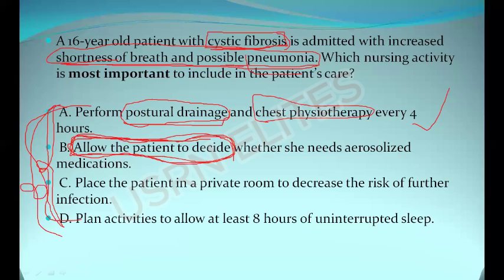Okay, so the answer is A, but I hope you heard the explanations I gave. Why we are choosing A: linking cystic fibrosis to shortness of breath, then to postural drainage. I think you heard all those parts, right? Yes. Okay, so the right answer is A.